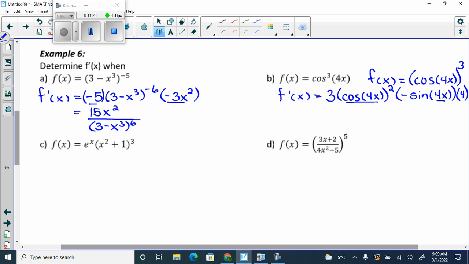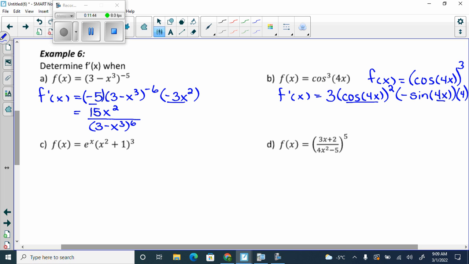So you go 3, drop in front, cos 4x to the 2. Then the derivative of cos 4x is negative sine 4x. But then we still haven't done the derivative of 4x. So then we put behind it 4. So you work your way from outside in.